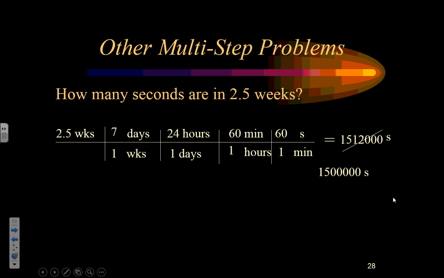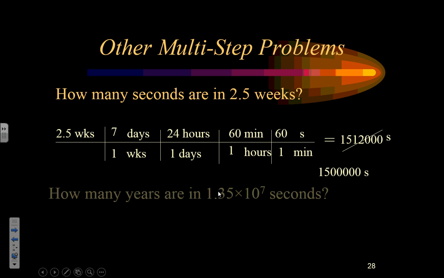Now, since we're getting a large answer, there's no reason why we couldn't put this in scientific notation. 1.5 times 10 to the 6th seconds means the exact same thing and also still has two sig figs. So we could write it in that form if we wanted to. And that's how you handle multi-step problems. If you don't know an equality between your given and your target, then you're going to have to do multiple calculations, multiple steps to get there.